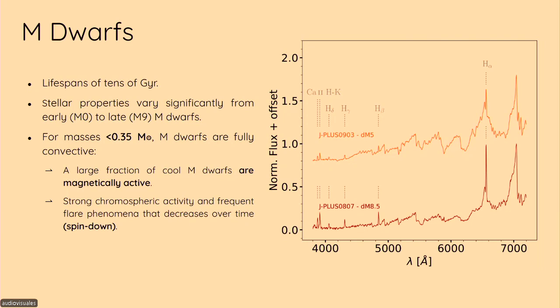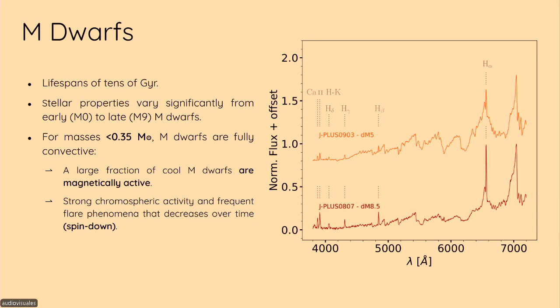And because of this, a large fraction of cool or late M dwarfs are magnetically active. We can see this stellar activity in phenomena like strong chromospheric activity and frequent flares and coronal mass ejections. In the earlier stages of their life, M dwarfs are very fast rotators, rotate very rapidly, and therefore have a very strong stellar activity.